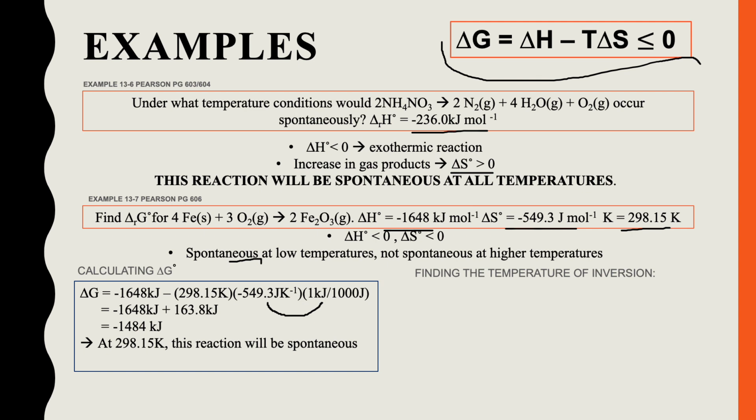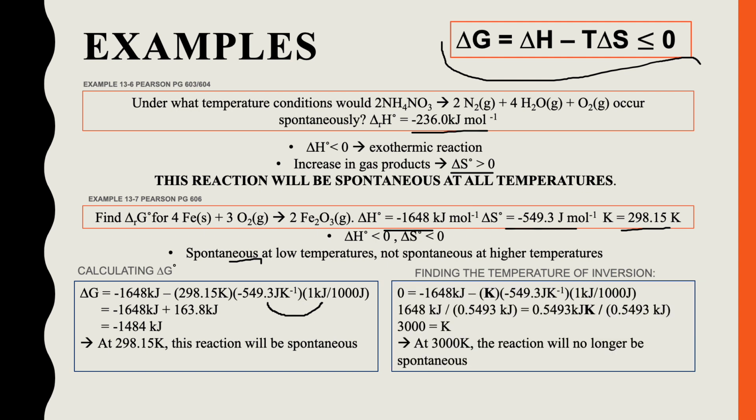Okay, and because we see that this reaction has the potential to be both spontaneous and non-spontaneous but at different temperatures, we're going to find the temperature of inversion. We do this simply by setting the Gibbs free energy change to 0 and then isolating to find the K value, so the temperature. When the Gibbs free energy is 0, that is when the system is at equilibrium. So we're going to set Gibbs free energy to 0.